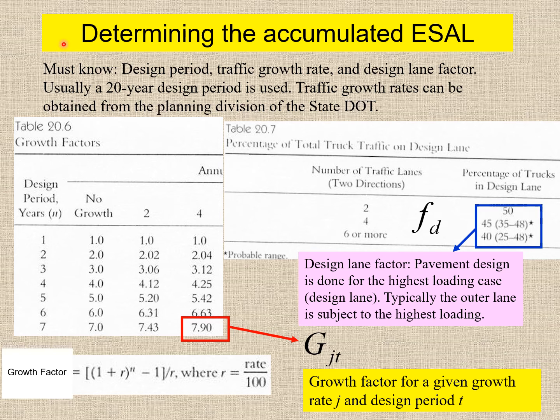Determining the accumulated equivalent single axle load. So we must know the design period, traffic growth rate, and design lane factor. Usually a 20-year design period is used. Traffic growth rates can be obtained from the planning division of the state DOT. DOT means Department of Transportation.